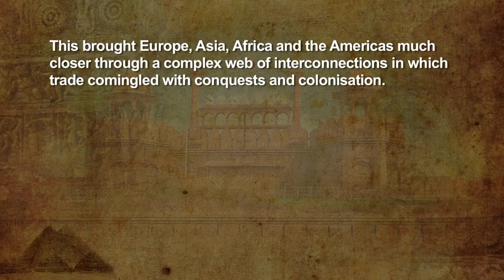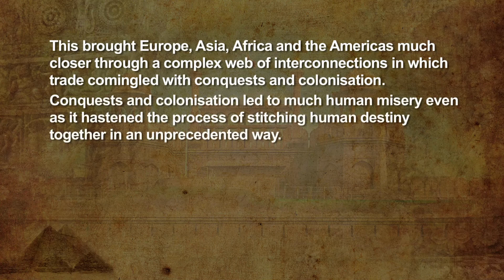that came to be discovered from Europe to the east, and with the discovery of America on the other side, brought Europe, Asia, Africa and the Americas much closer to each other through a complex web of interconnections. And in this, trade commingled with conquests and colonization. Conquests and colonization also led to much human misery, even though it hastened the process of stitching human destiny together in an unprecedented way.